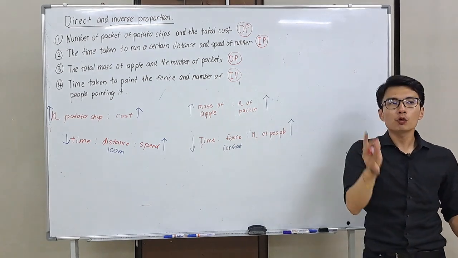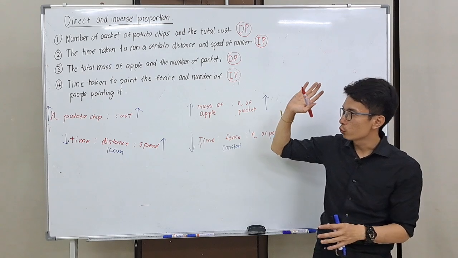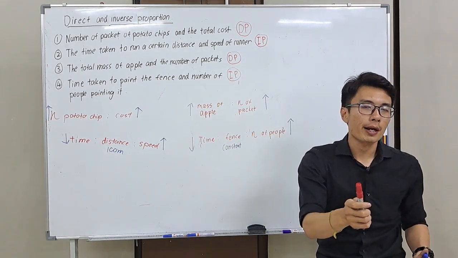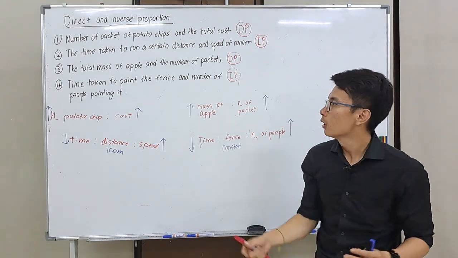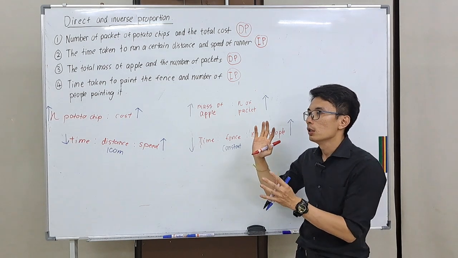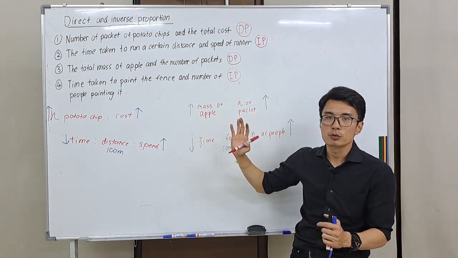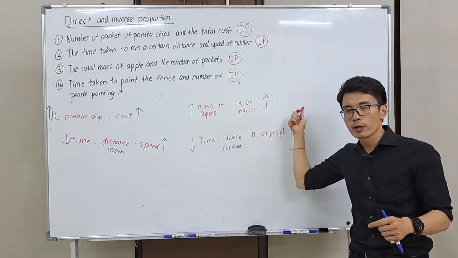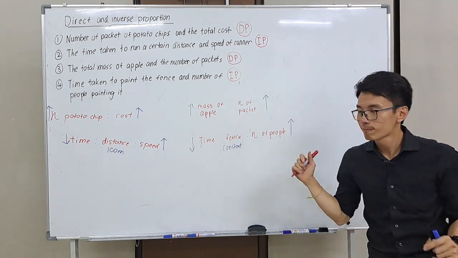So in ratio word problems, it's very important for you to read the question and identify whether they are direct or inverse proportion. Then once you identify them, you can use the correct method, which I have shown in the previous video, to tackle and solve the problem. Okay? Now, next video, we will show more examples on inverse proportion. Okay? Thank you.